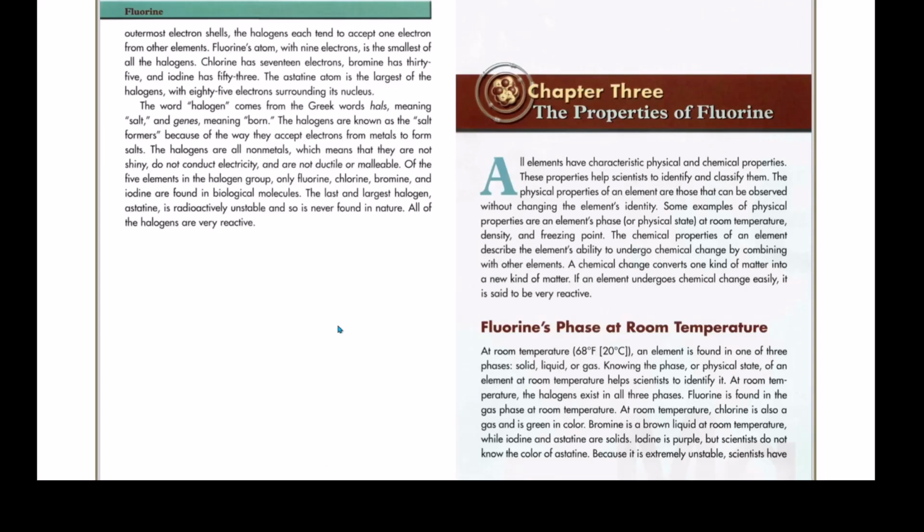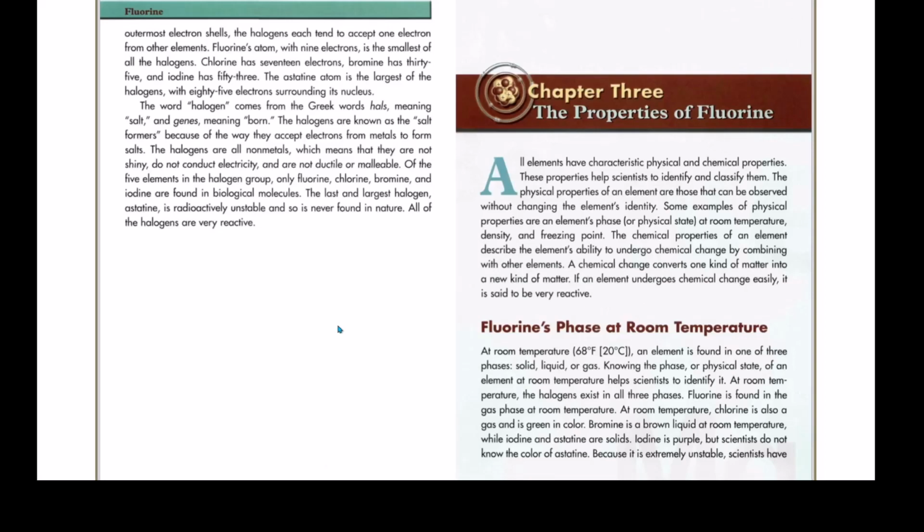Fluorine's atom with 9 electrons is the smallest of the halogens. Chlorine has 17 electrons, bromine has 35, iodine has 53, and the astatine atom is the largest of the halogens, with 85 electrons surrounding its nucleus.